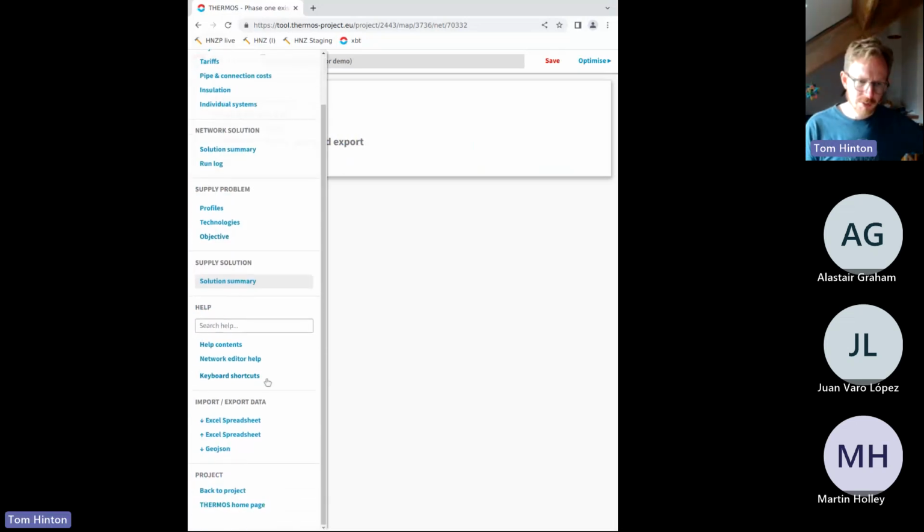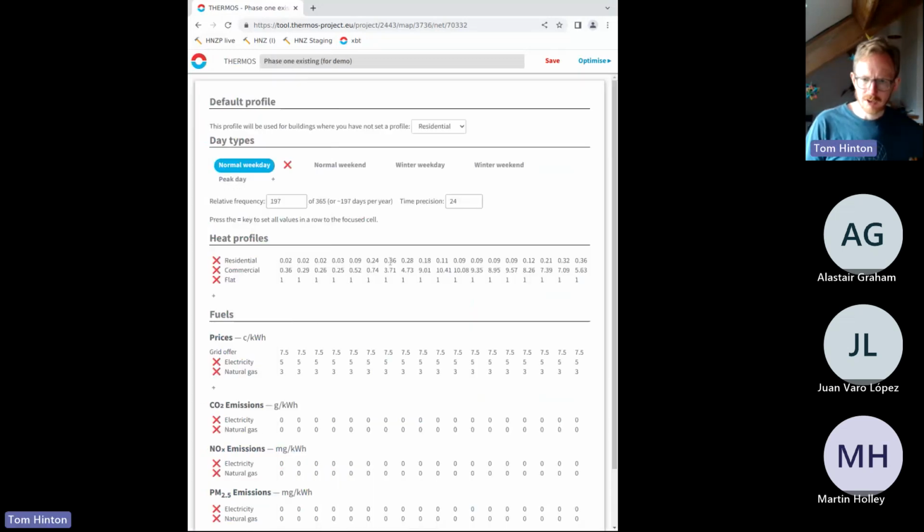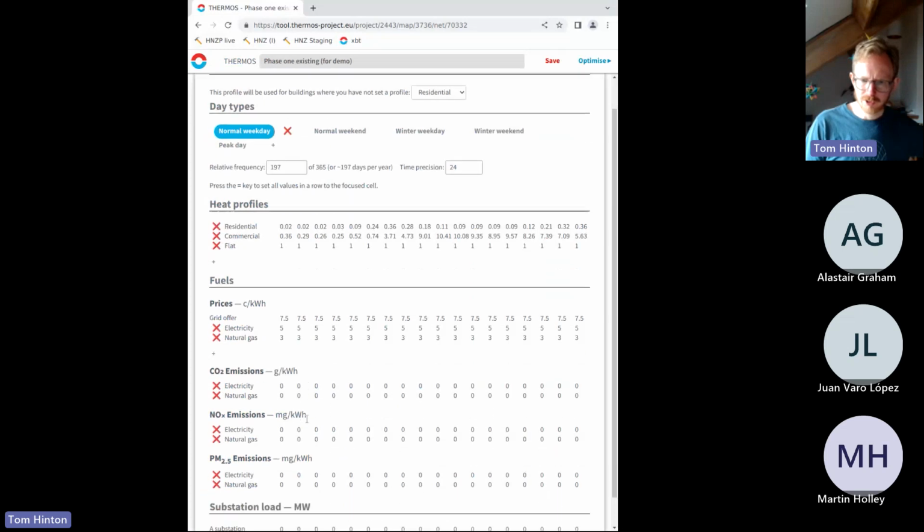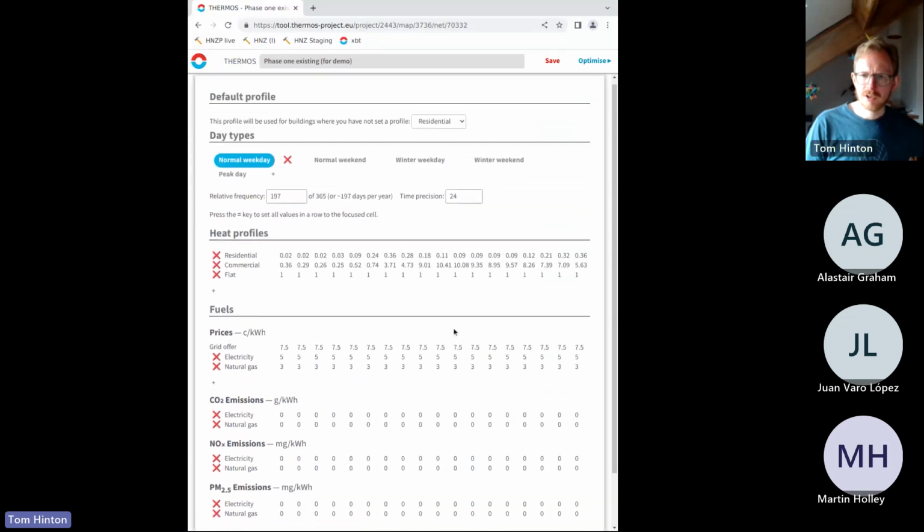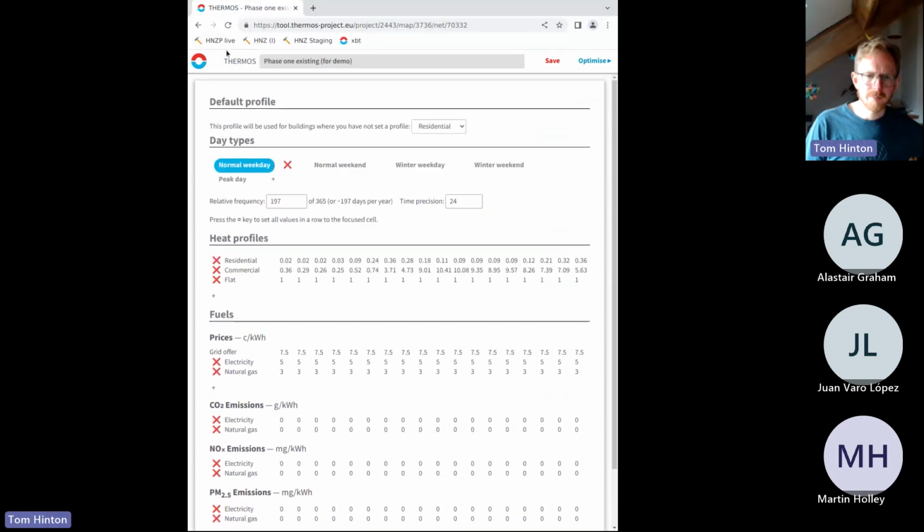I suppose, like Martin said, you can also get these parameters out as a spreadsheet, and you can edit them and then put them back in, which I would recommend if you want to do anything with the load profiles, because typing stuff in here is tedious. So yeah, that's about it. I'll stop there. Thanks.